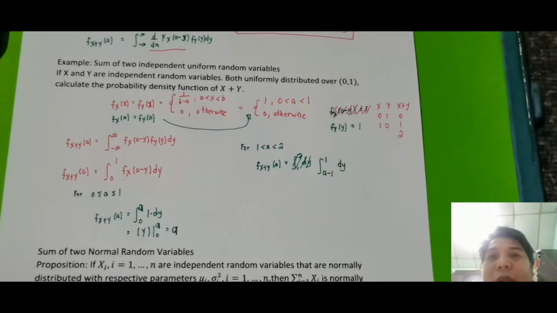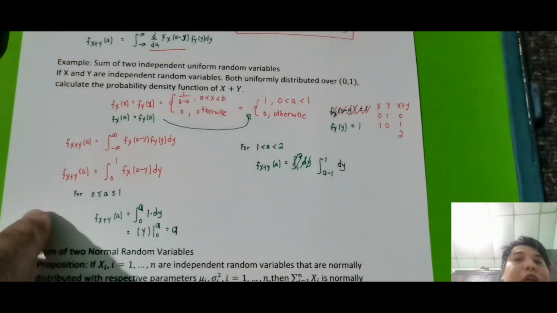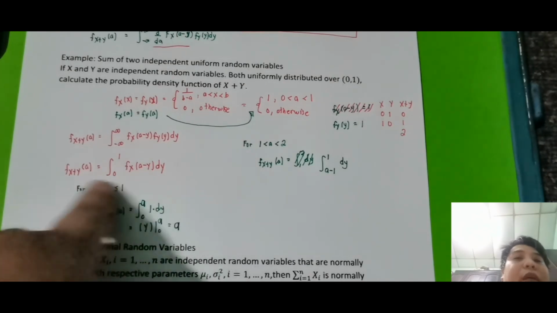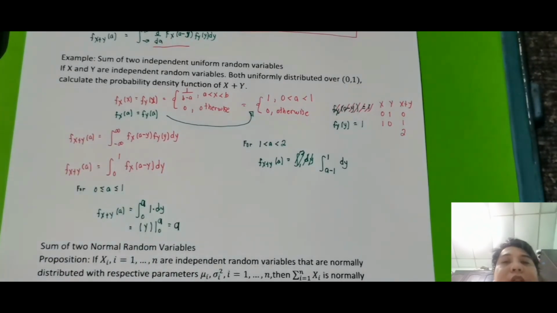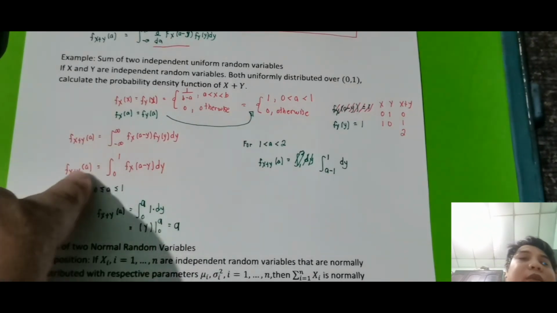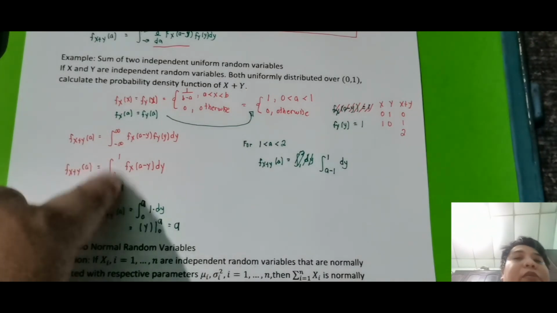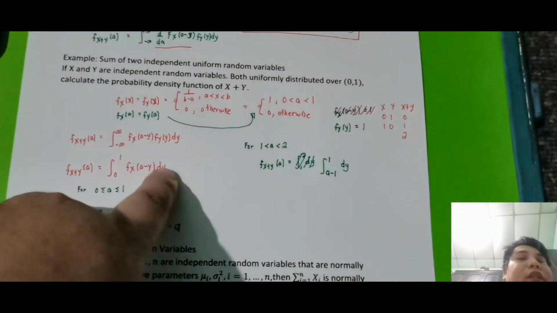Okay, so yun, napag-isipan ko na paano yung gagawin, no? So, wala talaga siyang general explanation sa book kung paano siya kinuha, bakit naging ganyan. So, okay, start tayo dito. So again, yung nakuha natin na PDF nung sum nung independent random variable is just f sub x plus y of a is equal to integral from 0 to 1 f sub x of a minus 1 dy.